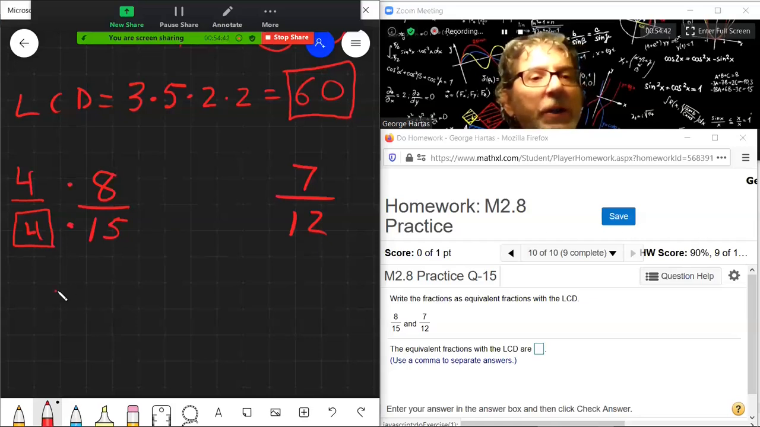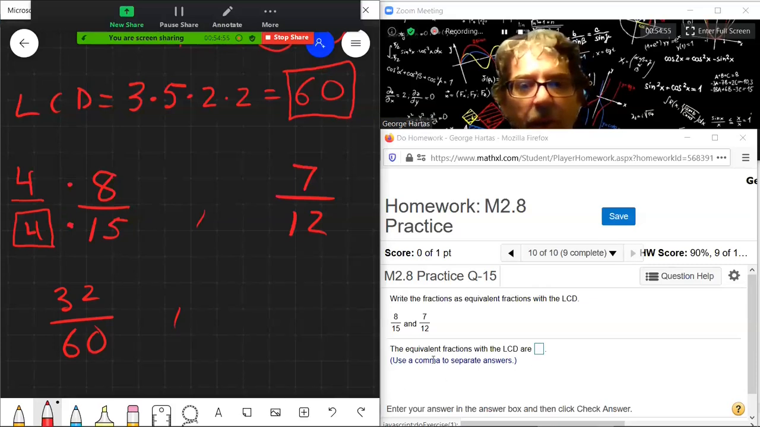4 times 8 is 32. 4 times 15, without even thinking about it, we know the answer is 60. Comma, like they said, they want a comma. And we're going to do the same thing right here.